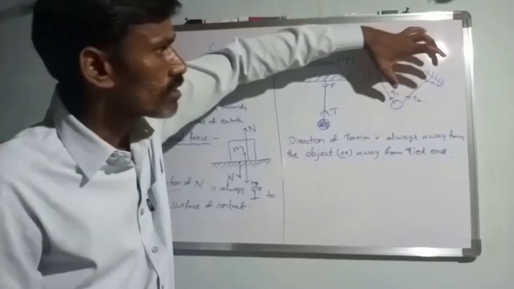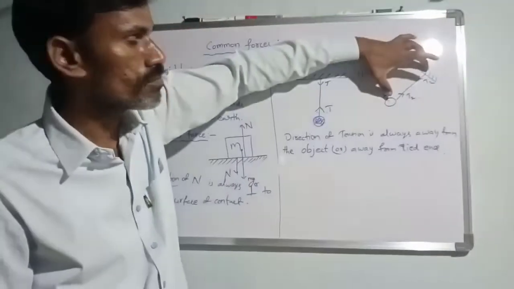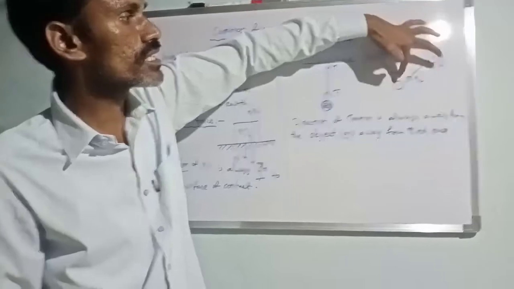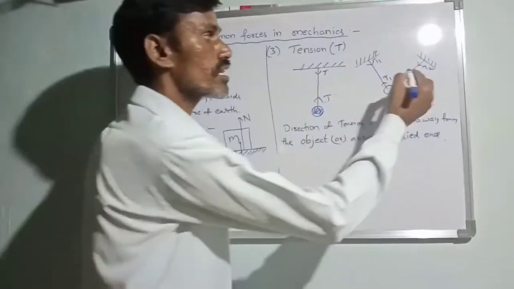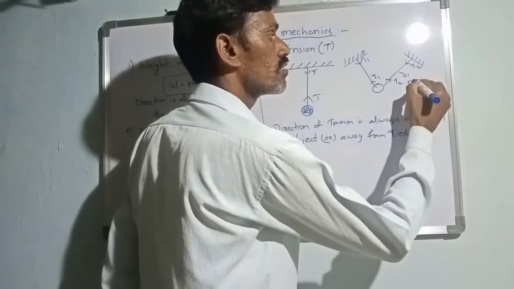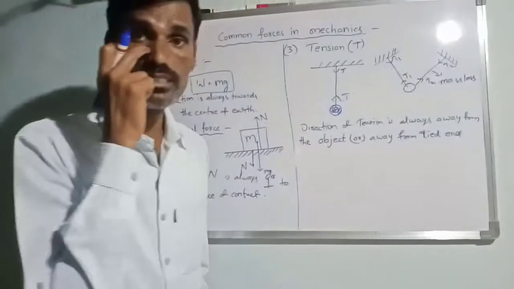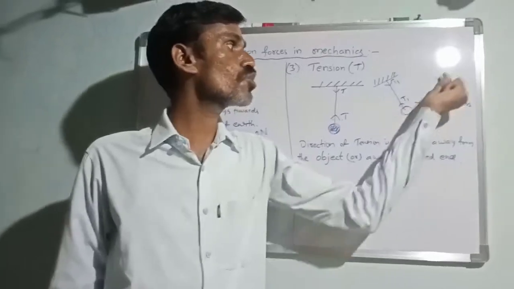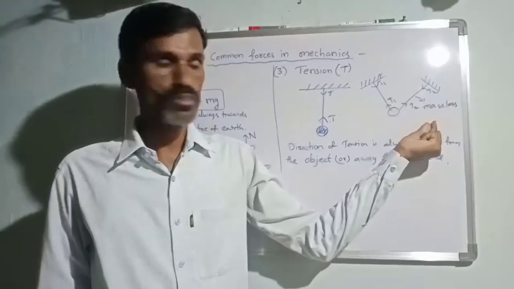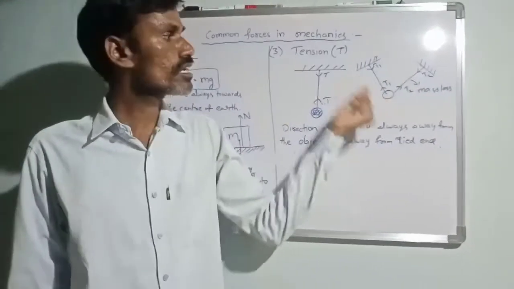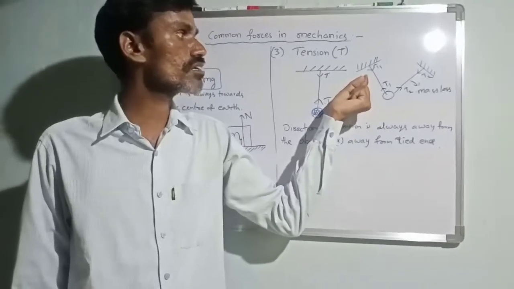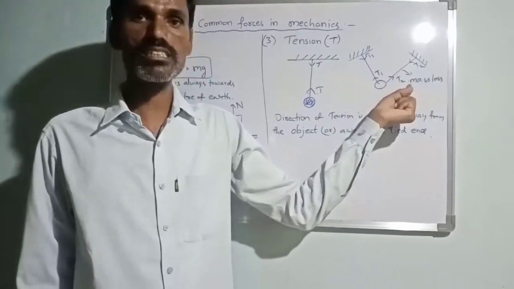So if the string is the same, then the tension in the string is the same, and here one condition: this string is massless. So in case of a massless string, the tension throughout the string is the same. If we take another string, the tension may change. In this string the tension is T1, in this the tension is T2.